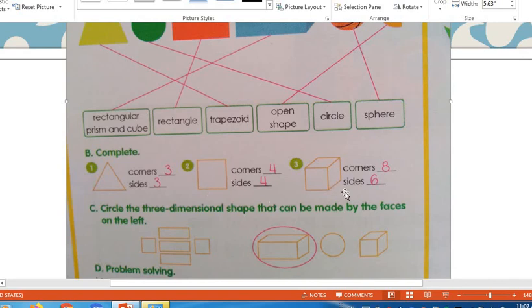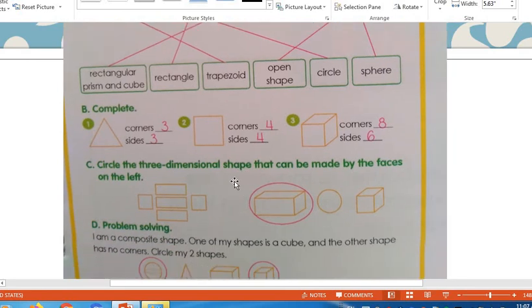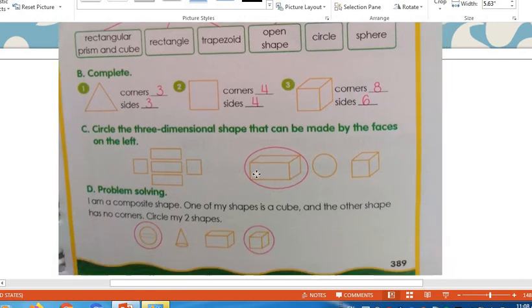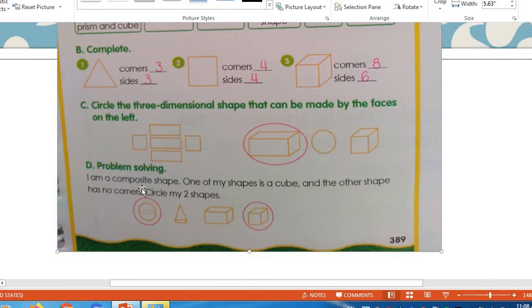Here I have the cube. It has 8 corners, 6 sides. Okay, circle the 3-dimensional shape that can be made by the faces on the left. I have here the rectangular prism. Problem solving. I am a composite shape. One of my shapes is a cube and the other has no corners. So circle my 2 shapes: of course, the cube and the one with no corners, the sphere.